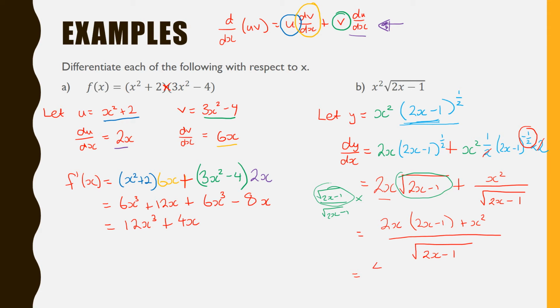If we expand, that would give us 4x squared minus 2x plus x squared over square root of 2x minus 1. And if we collect like terms, that would then give us 5x squared minus 2x over square root of 2x minus 1. The main thing here is to think very, very carefully about what you're doing each step of the way to make sure that you don't miss anything. Let's have a look again at another example.